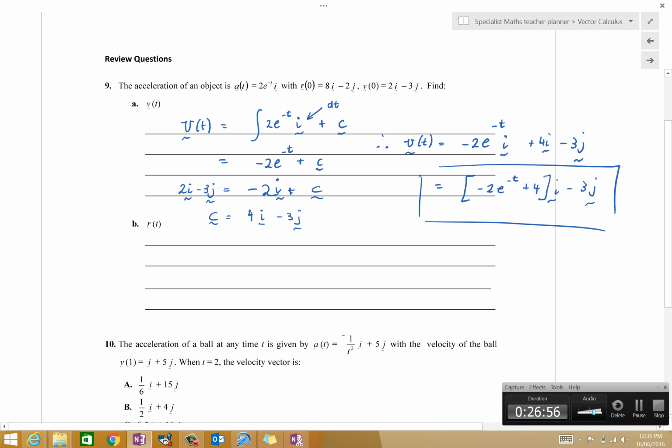Now, once again, you can see here that we're asking for a position. So it means that we have to do it again, don't we? And when we do it again, we have to use this initial position to find our other constant. Now, by the way, I've used c here. Would I use c here again? No. Use d or something like that.